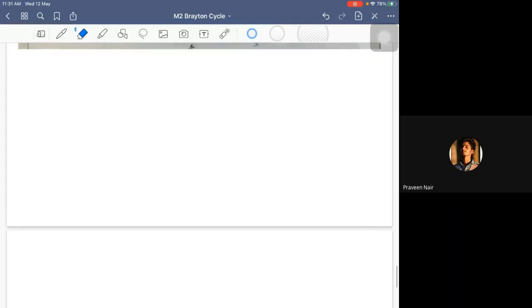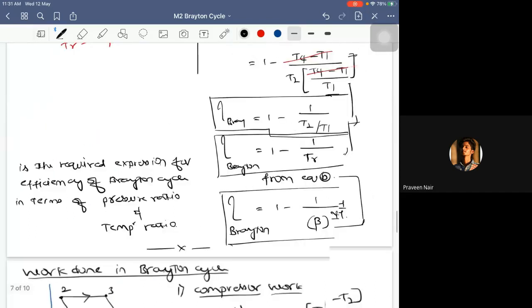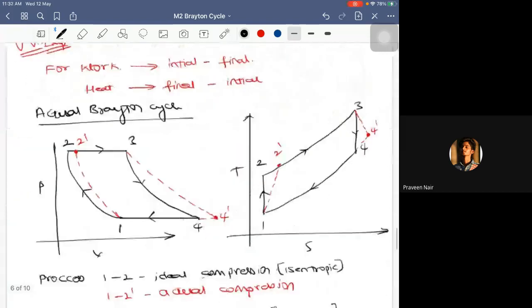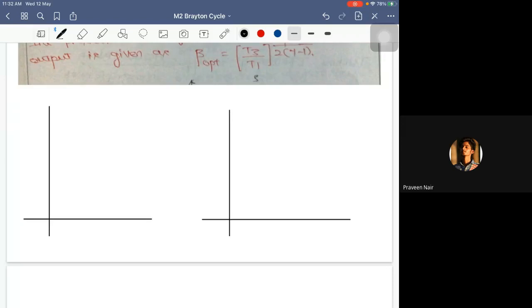I'll just draw the Brayton cycle first. Both the PV and TS diagrams you have to draw. Come on, draw all of you. Draw the Brayton cycle first, the PV, and the other you have to draw is the TS diagram.